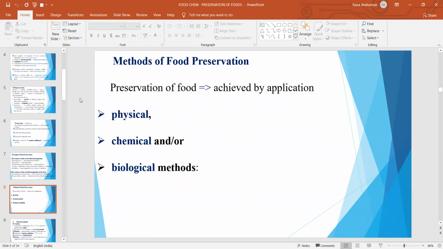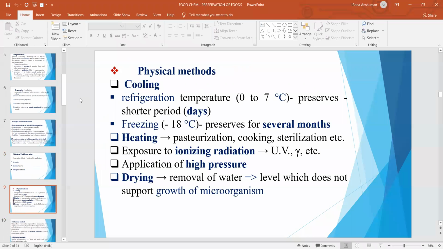Methods of food preservation. Preservation of food is achieved by application of physical methods, chemical methods, or biological methods. We will discuss in detail about all of them. First of all, let us see about physical methods. It includes cooling of the food material.